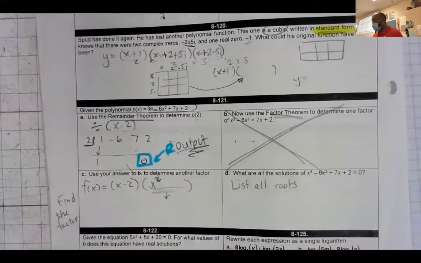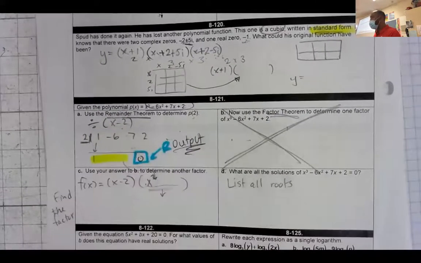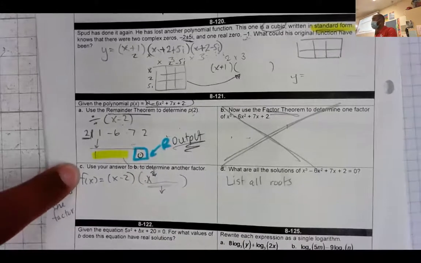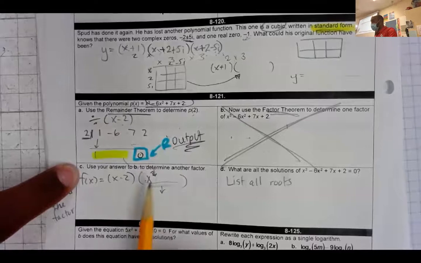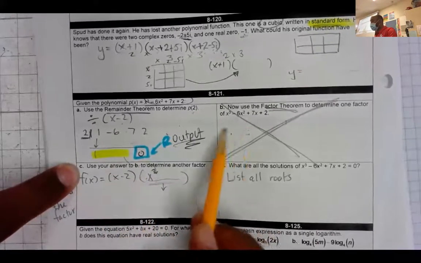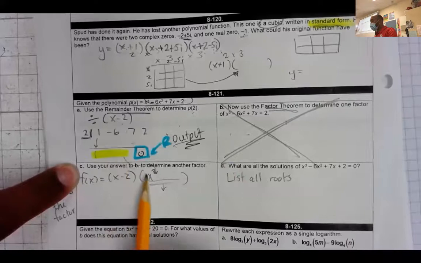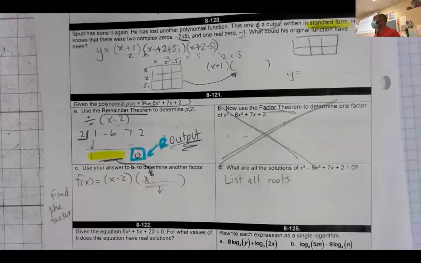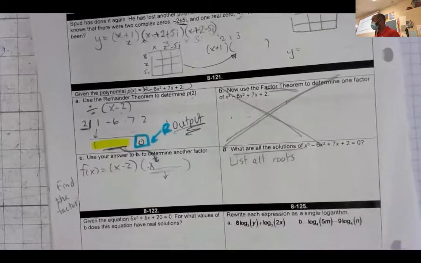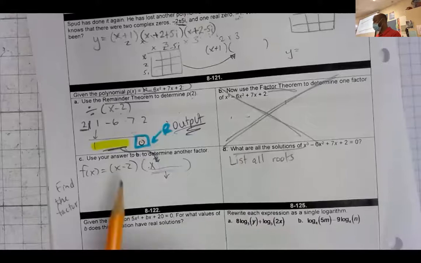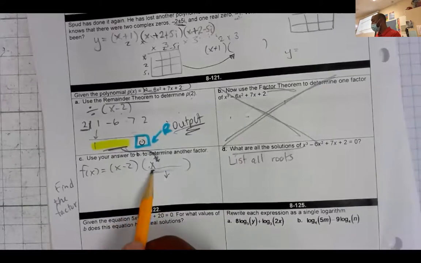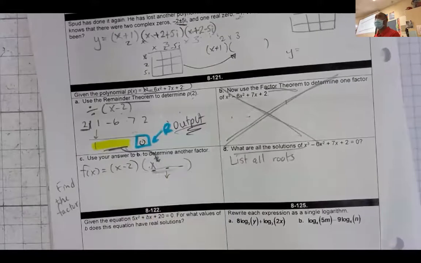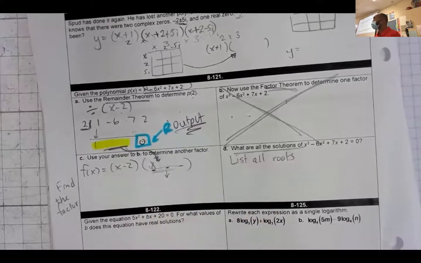What you get from right here on the bottom, that's going to be the answer to question C. Because it says use your answer from B or from A right now to determine the other factor. So whatever you end up with here, that's your other factor, which is going to be 3 terms. And then the next question is, what are all the solutions? Well, to figure out all the solutions, if you have 3 terms and you start with x squared and some other numbers, what do I have to use to figure out the rest of the roots?